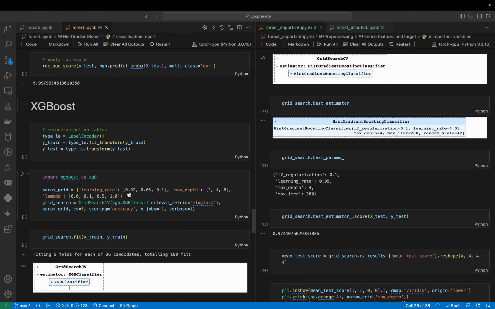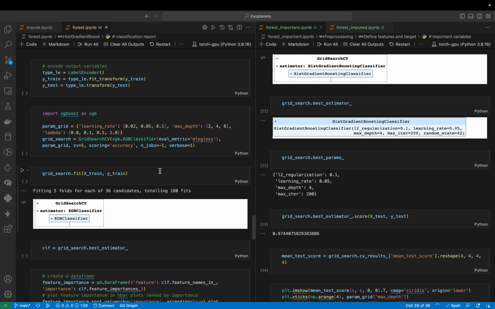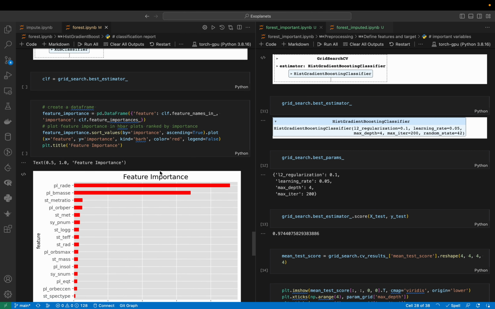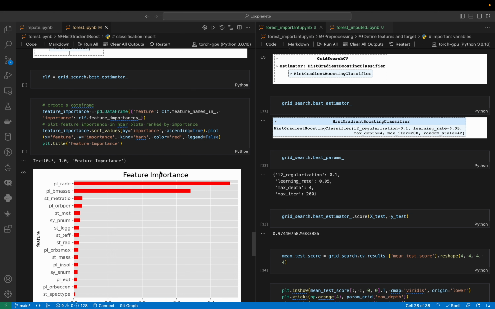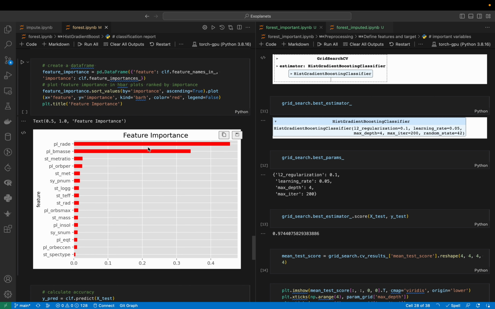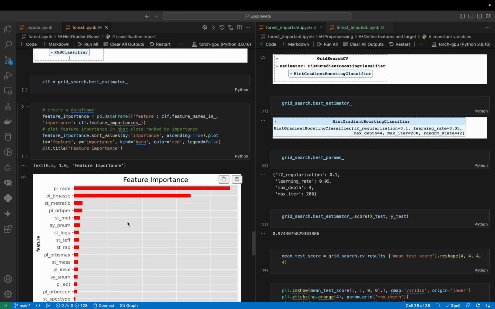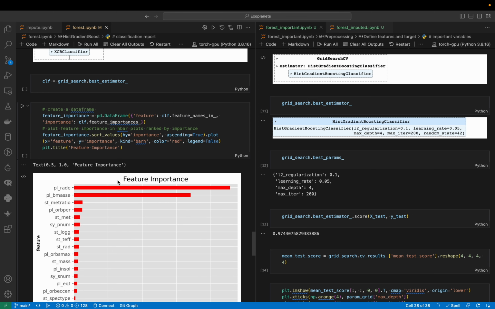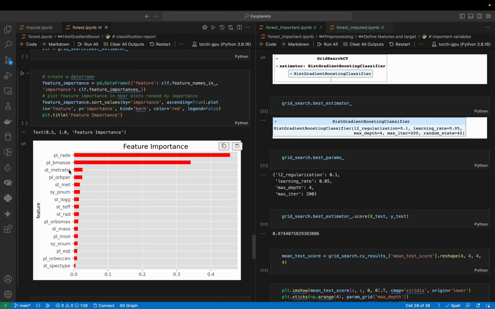And then we try the extreme gradient boost. Brian also tried this, and we have consistent results. Gradient boost offers the feature importance information, and I ranked that feature importance. It turns out the planet radius seems to be the most important, followed by the planet mass.